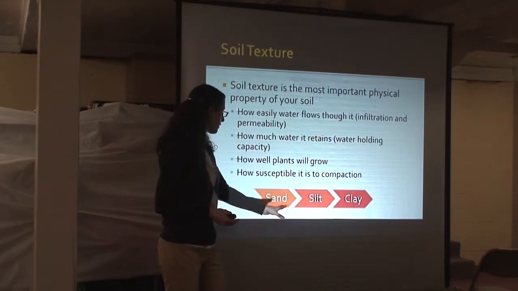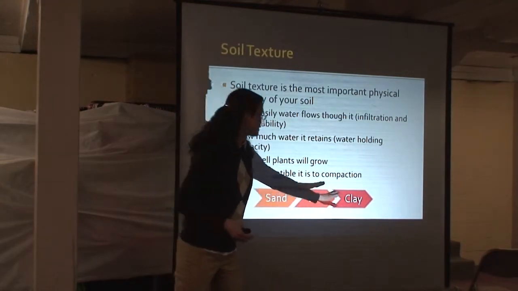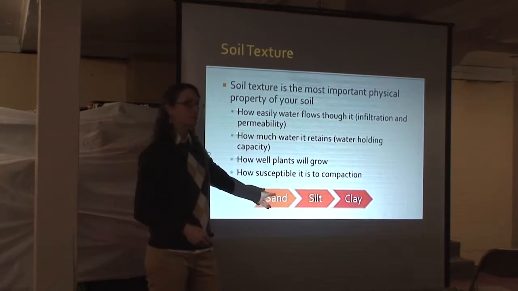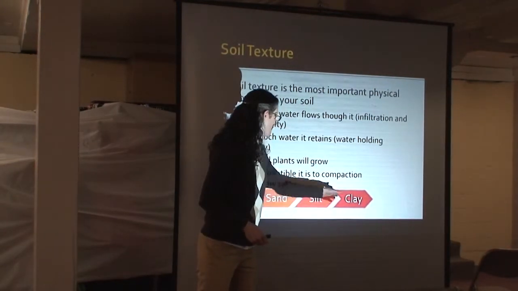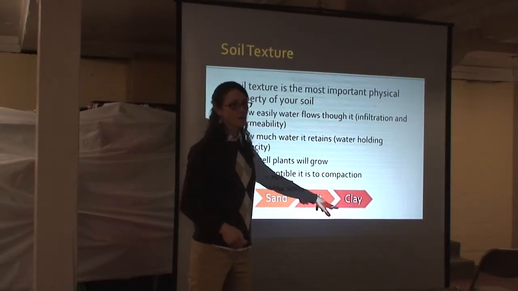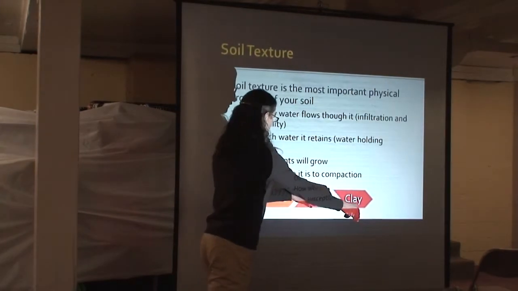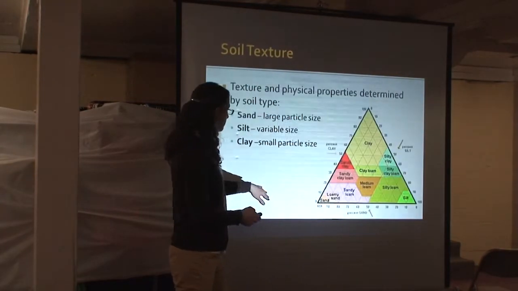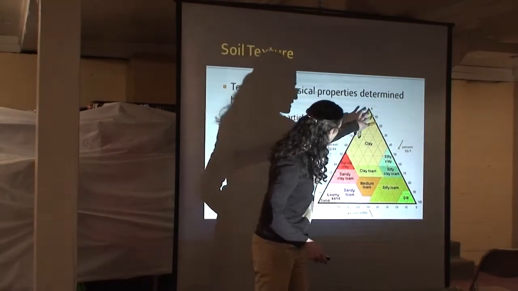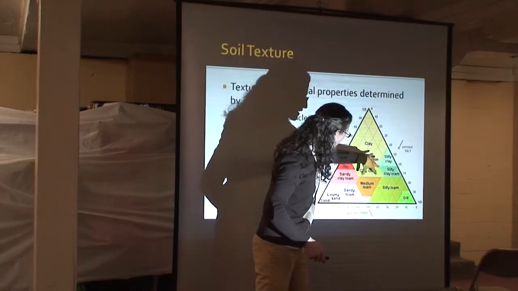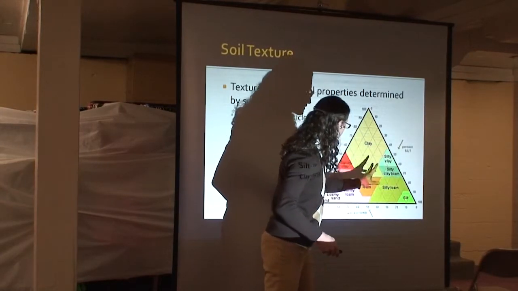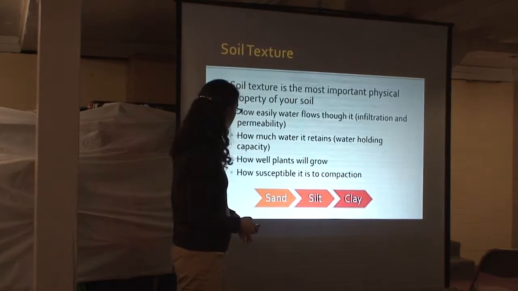How well plants will grow, usually silt is the best because it's not compacted or really tight and waterlogged, and neither is it really loose and drained. So these silt types usually have the best plant growth and the best nutrient availability. A lot of our soils fall in that silt range. When you look back at this chart, you can see that clay takes a big chunk of a lot of soils, and these are all your silty types of soils over here. So it's a balance of that.